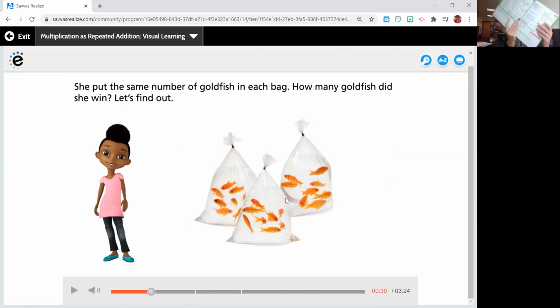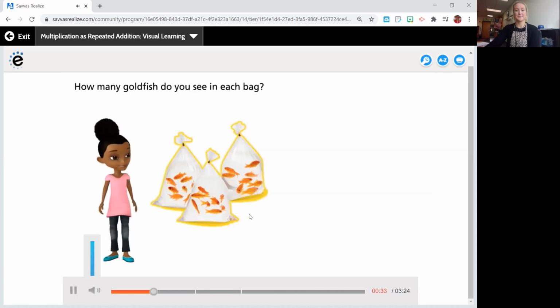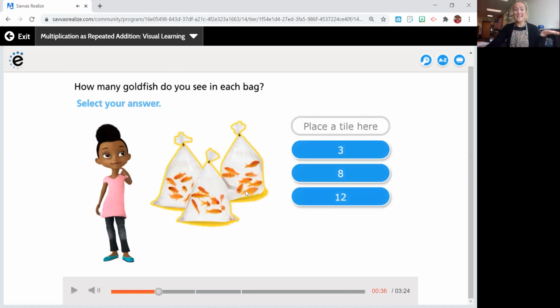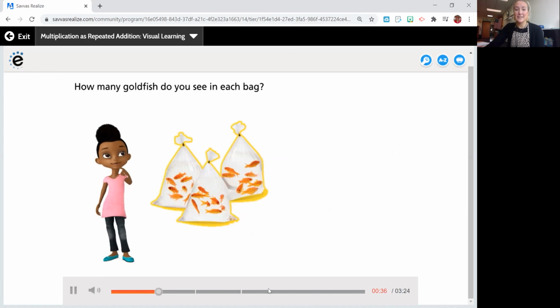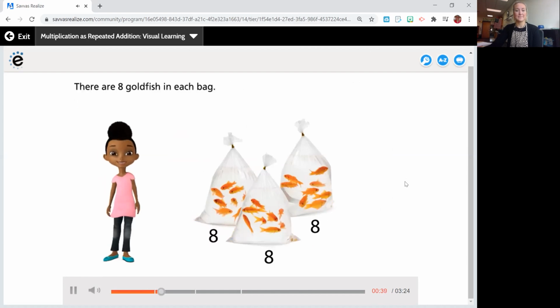On your page right now, I want you to count how many goldfish are inside each bag and write it below. How many goldfish do you see in each bag? How many do you see? Select your answer. 3, 8, or 12. Let's count. 1, 2, 3, 4, 5, 6, 7, 8. There are 8 goldfish in each bag.